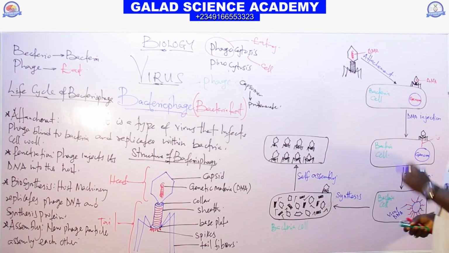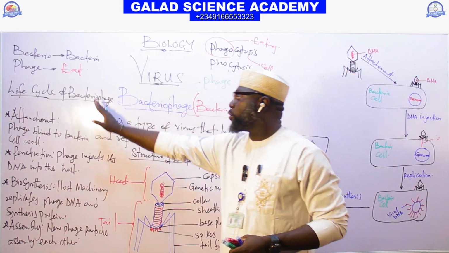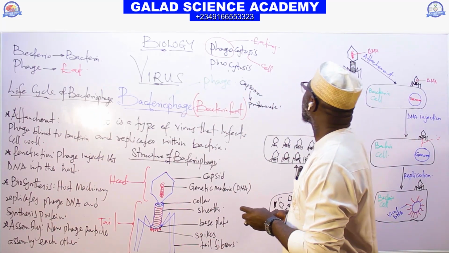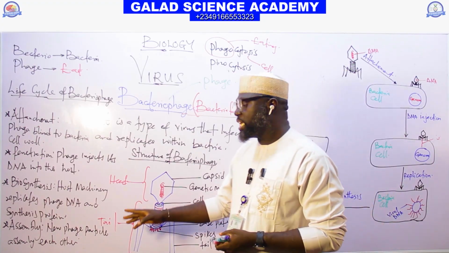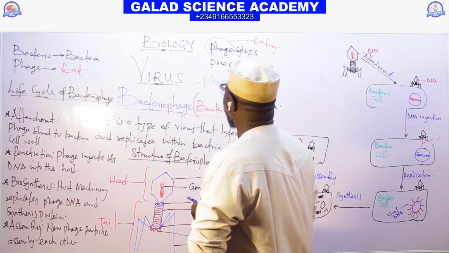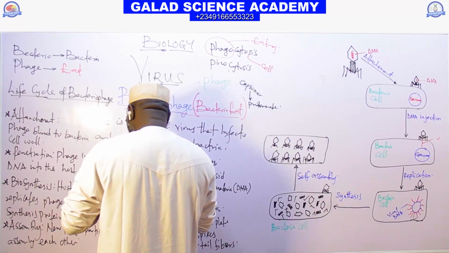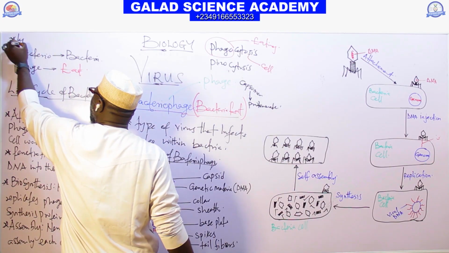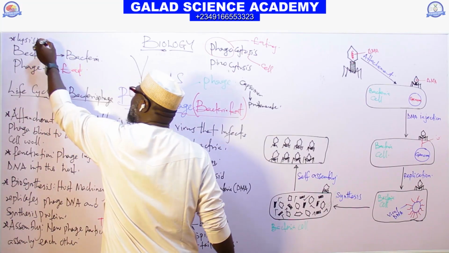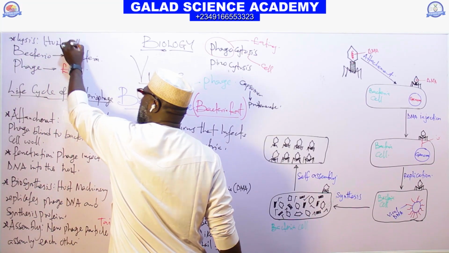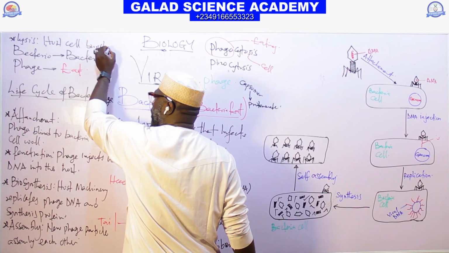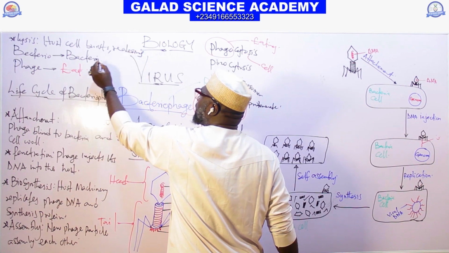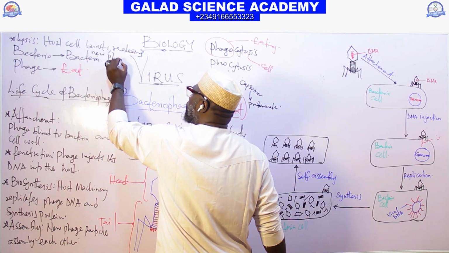After that, the last stage of the life cycle of bacteriophage is lysis. What happened at the lysis stage? At the lysis stage, the whole cell will burst. The host cell bursts, releasing new phages.